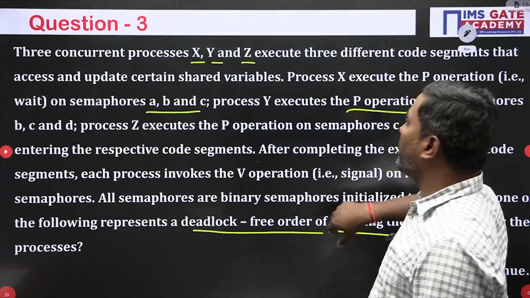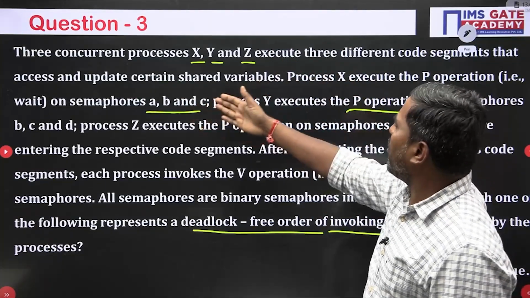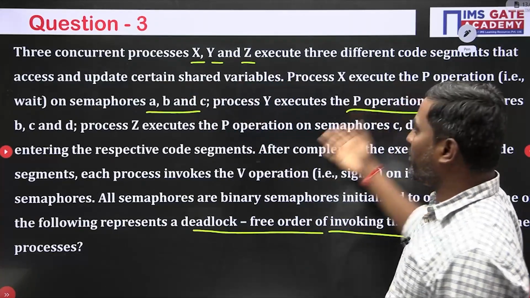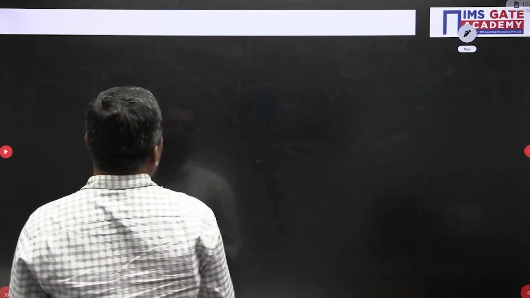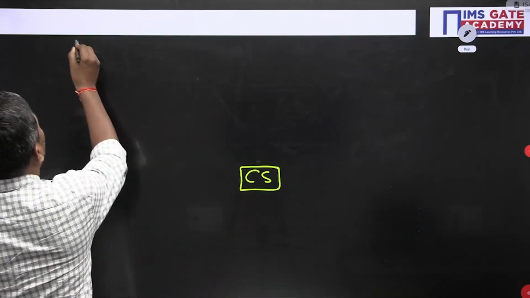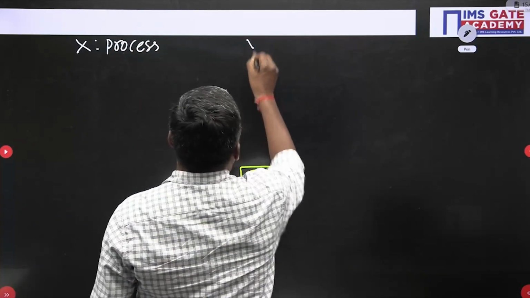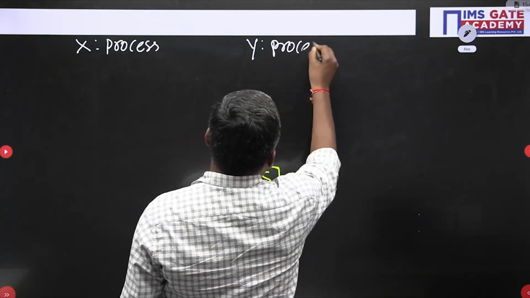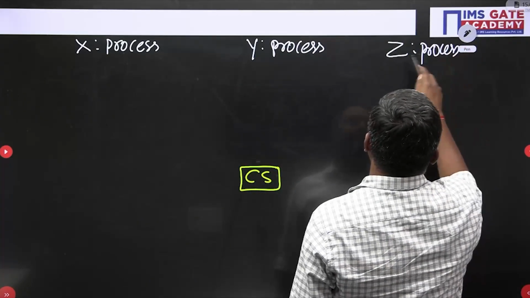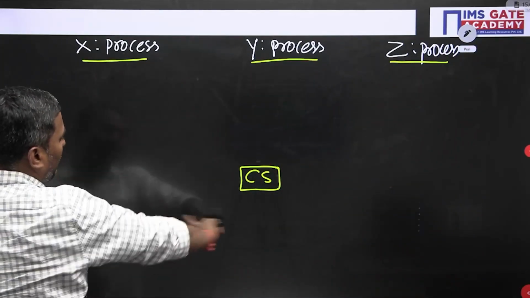So now let's observe what they are doing. These processes X, Y, Z are doing something, certain code, updating some shared variables. So processes execute the P operations. Let me write it like this. Suppose, take the scenario. This is the critical section assumption. So X is a process, X process, followed by Y process, followed by Z process. 3 processes available. Okay. So they are invoking the what? Binary operations like semaphore operations.